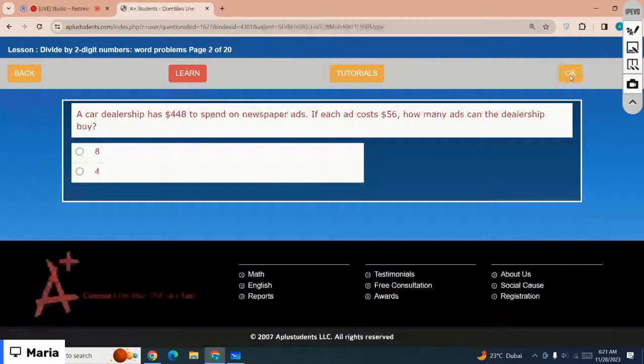A car dealership has $448 to spend on newspaper ads. If each ad costs $56, how many ads can the dealership buy? So which is the correct option?